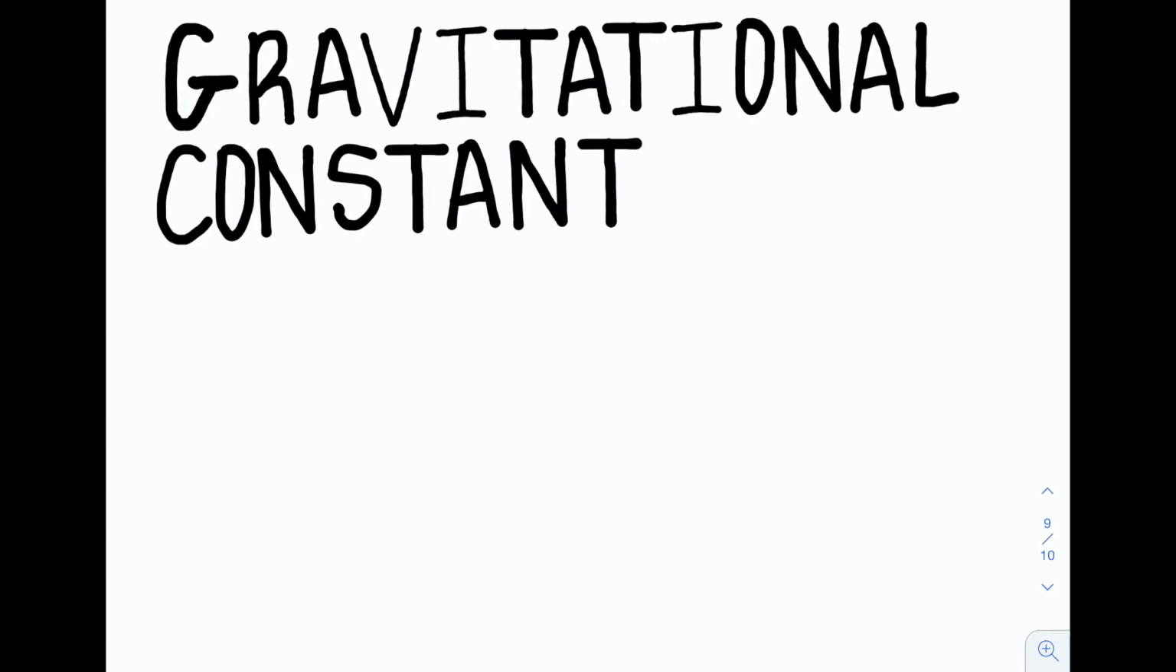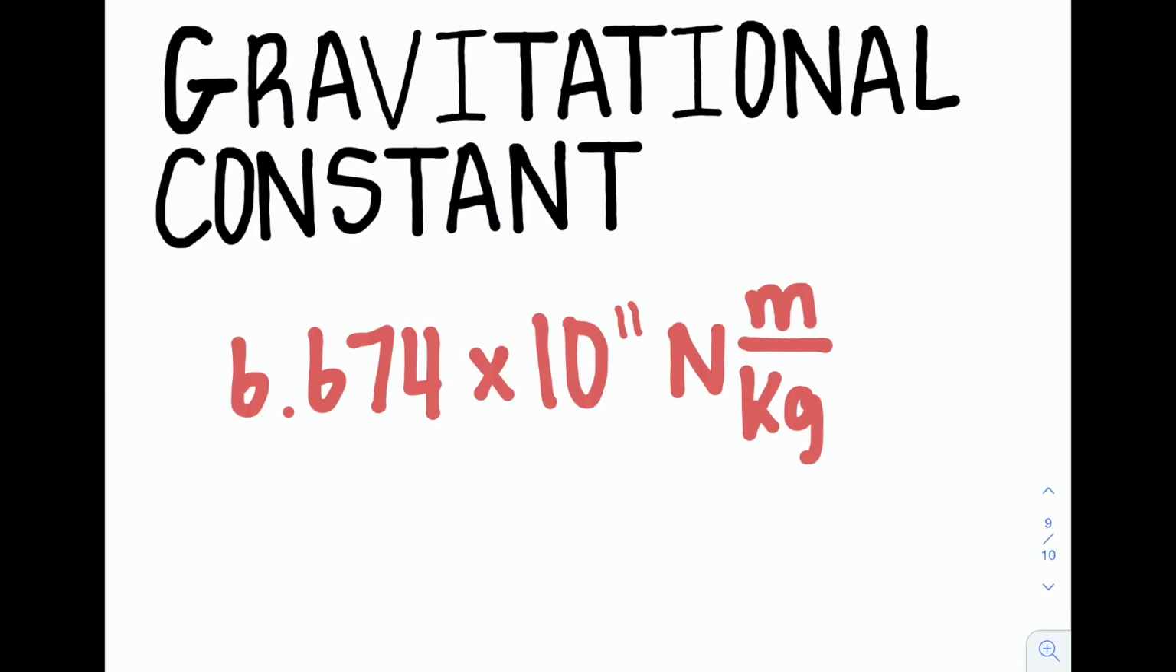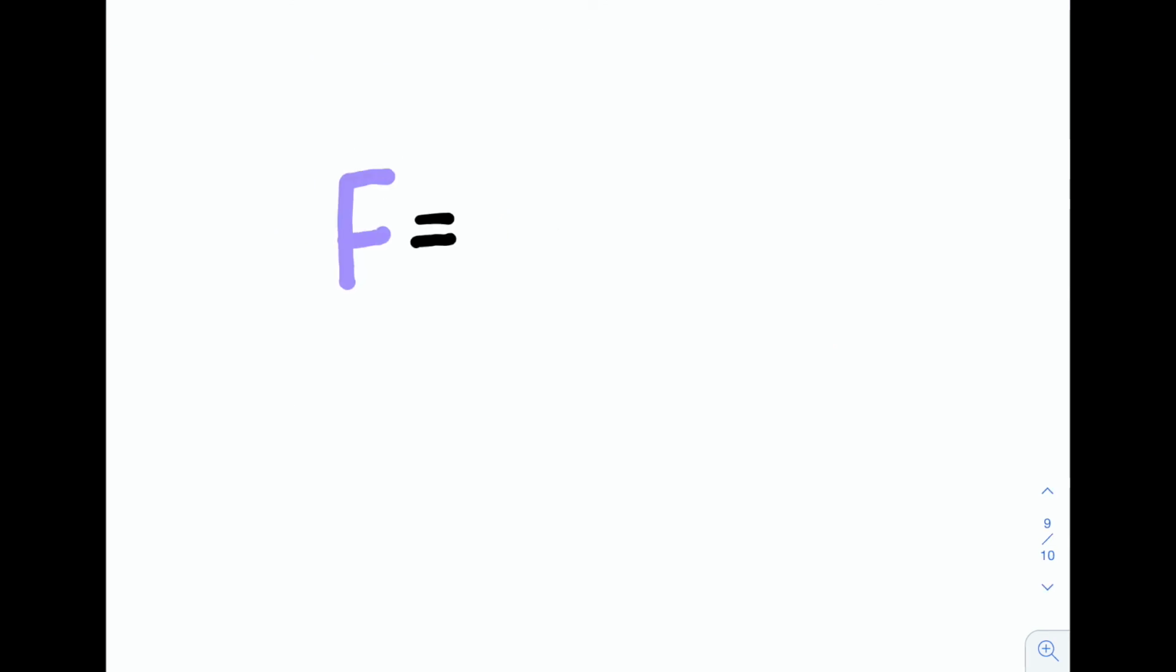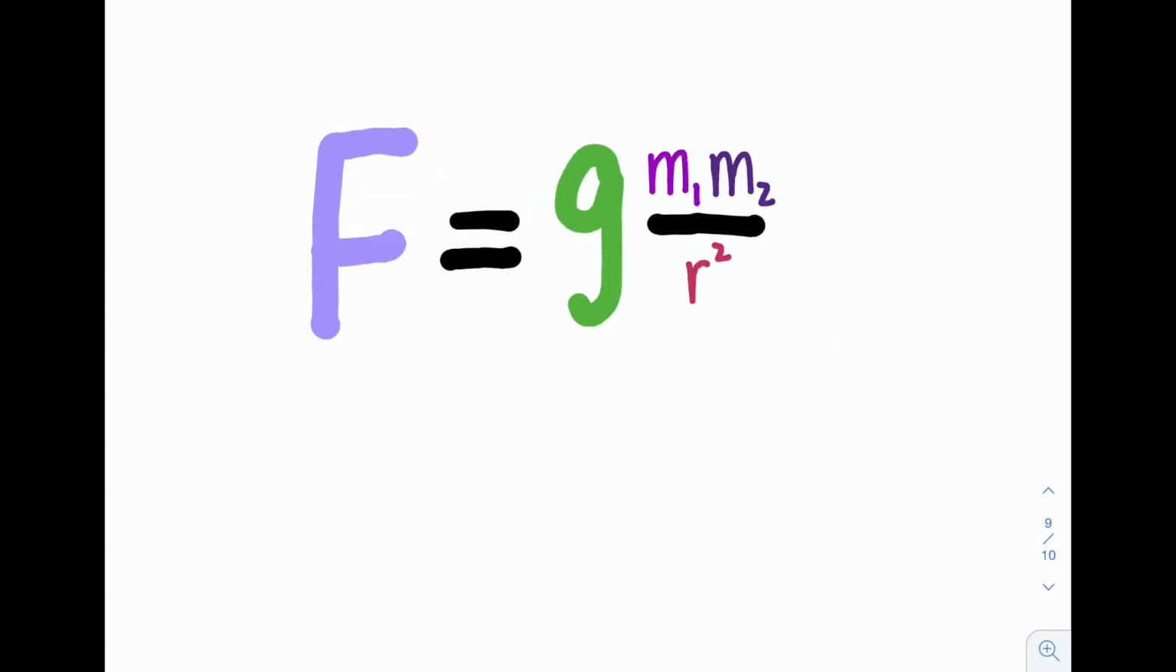Although Newton was able to come up with the law of universal gravitation and verify it, he could not calculate it. It wasn't until Henry Cavendish that the universal law of gravitation received a gravitational constant. This final formula is the equation for universal law of gravitation.